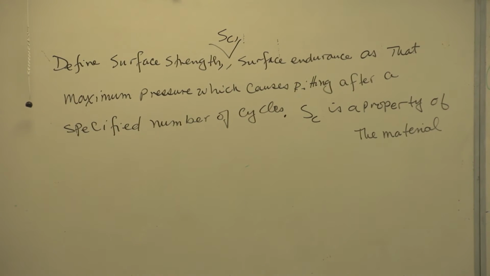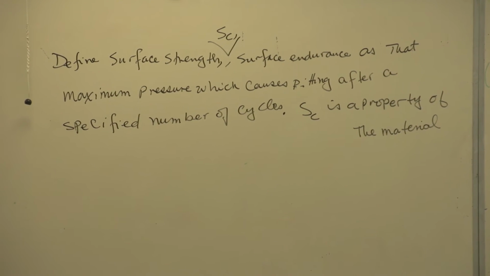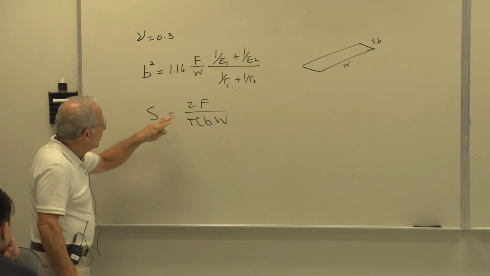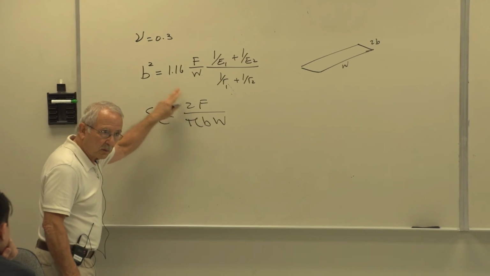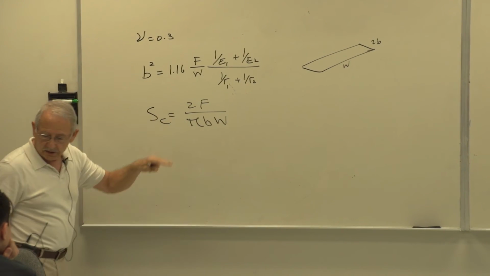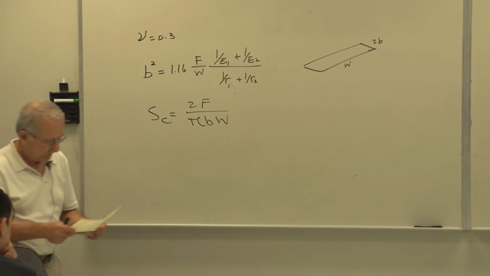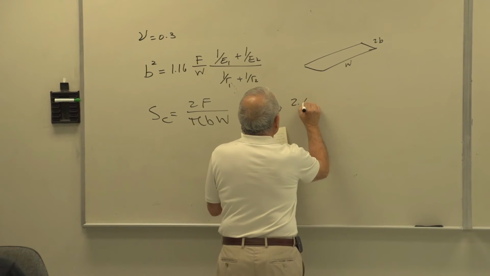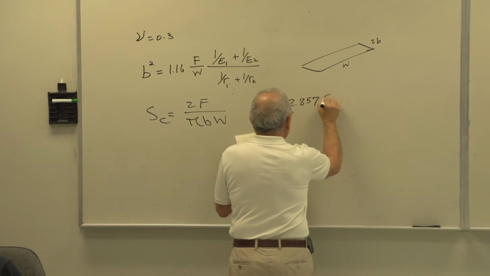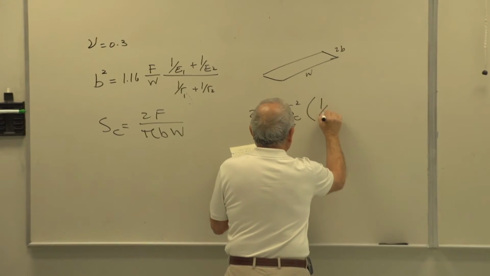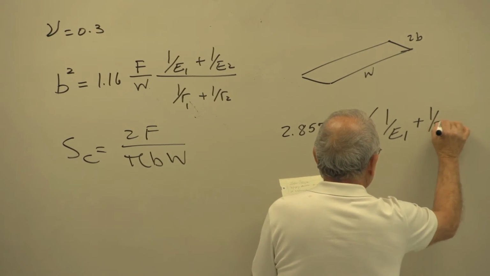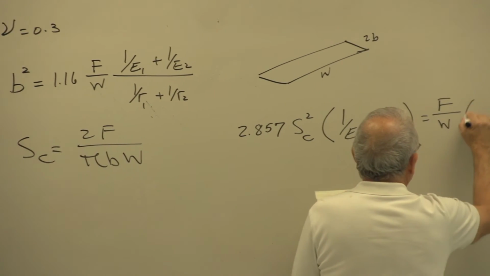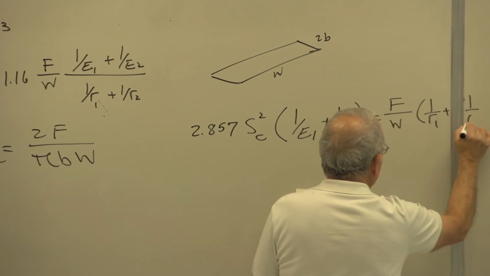So, if we do that, we can now go into these two equations, substitute for B from this equation, and get this equation. Again, all of this is for nu equal to 0.3. 2.857 SC squared times (1 over E1 plus 1 over E2) equals F over W times (1 over R1 plus 1 over R2).